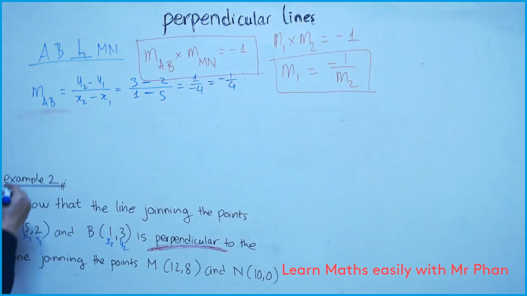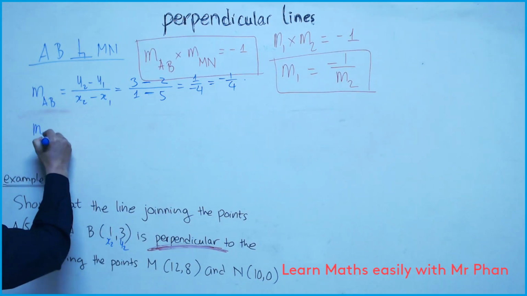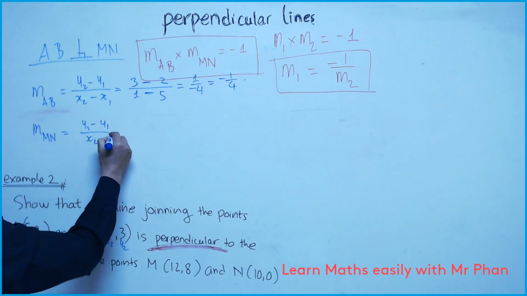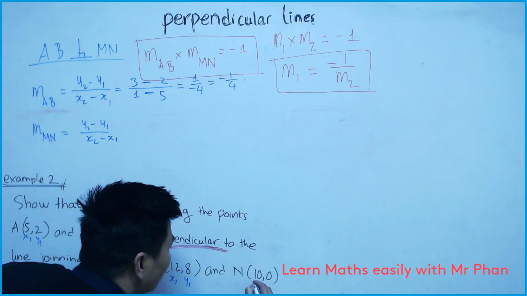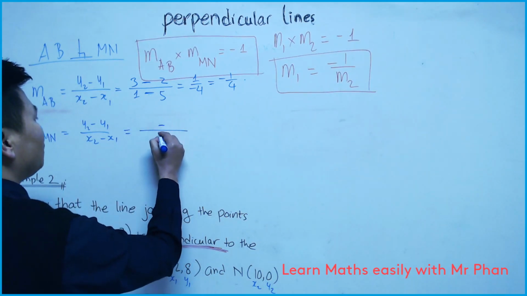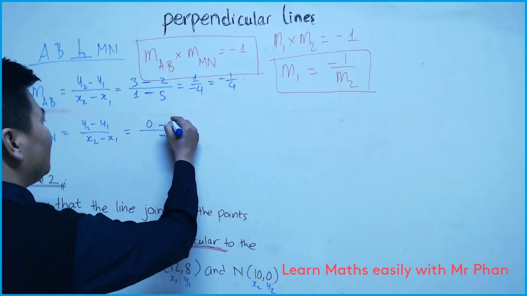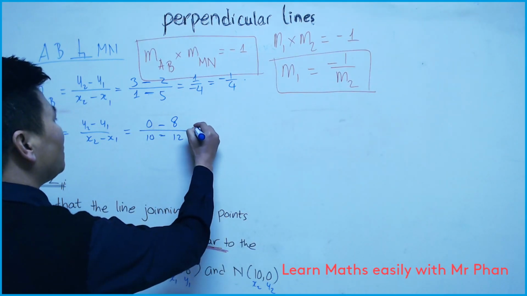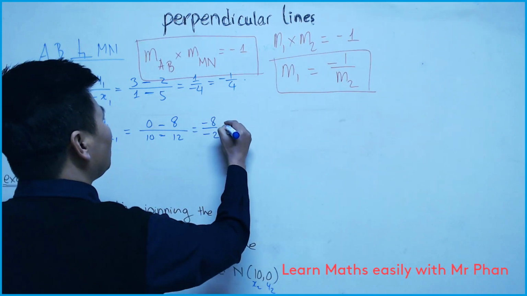Okay. Now the second one you have to find is m of MN, equal again to y2 minus y1 over x2 minus x1. Label with the same thing: x1, y1, x2, y2. Your y2 is 0, your y1 is 8, your x2 is 10, your x1 is 12. You do the same here. So you get negative 8 over negative 2, which gives you 4.